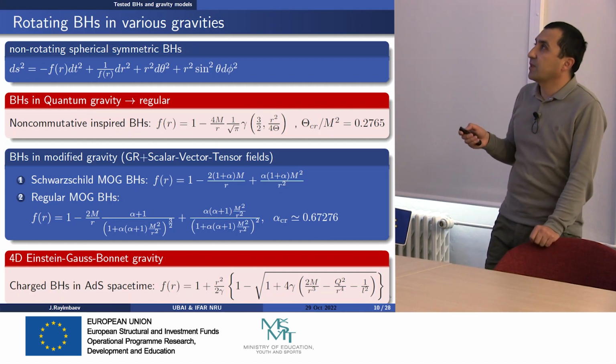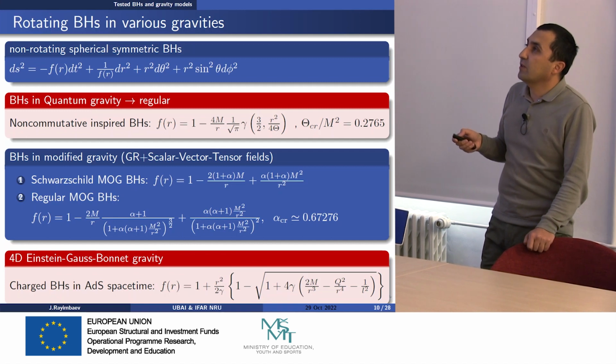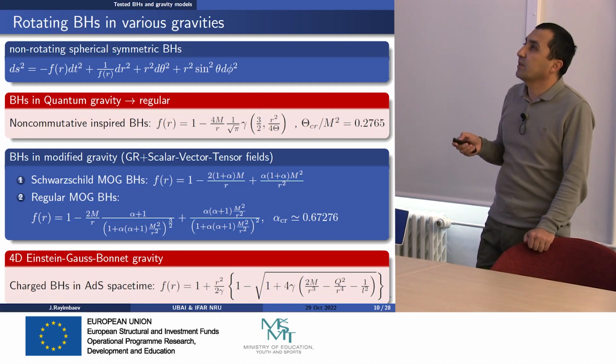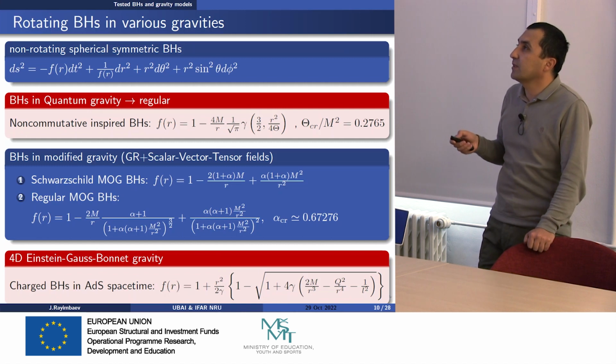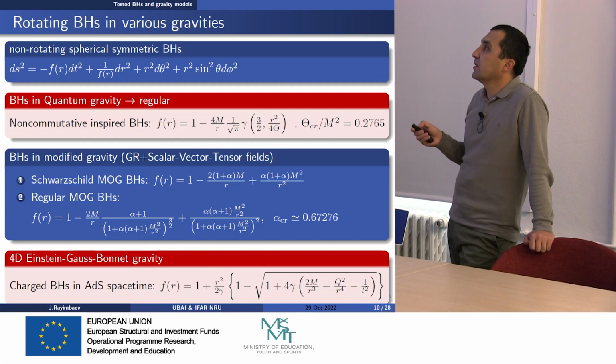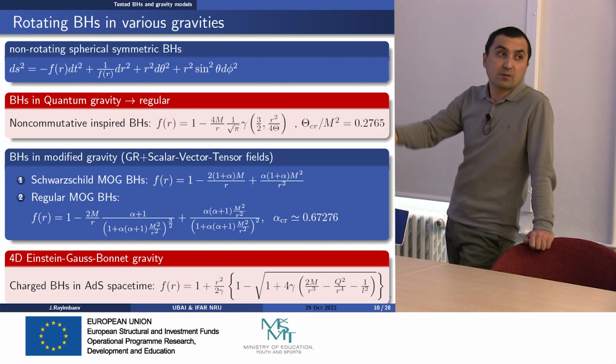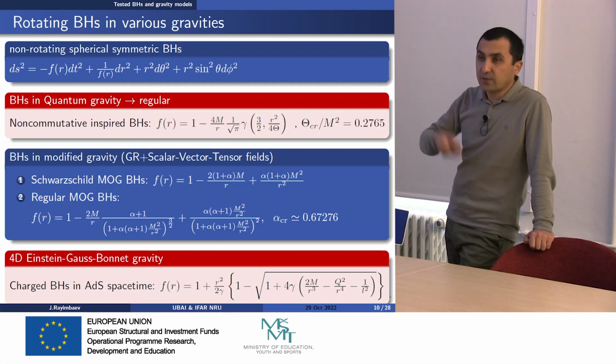form for the spherical symmetric black hole, which can describe it. And in quantum gravity, I show the non-commutative inspired black hole model. The black hole is regular, and here the non-commutative parameter is theta, which has a critical value, so it cannot exceed the critical one. And if theta is larger than theta critical, the black hole turns to some naked singularity.